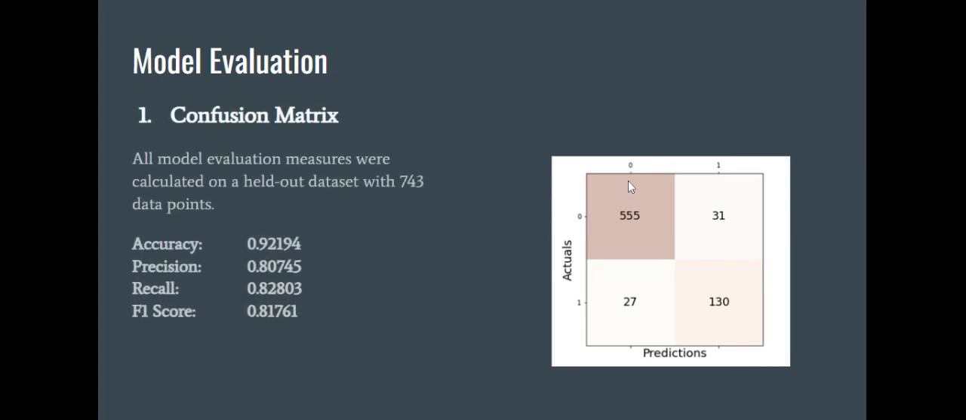First, we calculated the confusion matrix. We were able to obtain an accuracy of 92.19%, which is a little higher than the benchmark. We calculated the precision to be 80.74%, recall to be 82.8% and F1 score to be 81.76%.